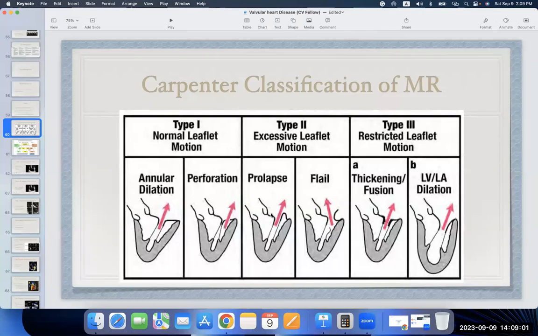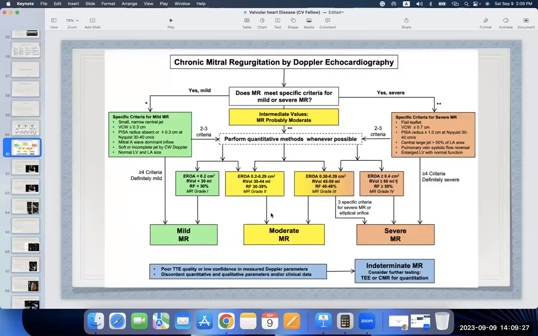And then type 3, which is divided into A and B. Type 3A has thickening and fusion, which is what we see in rheumatic heart disease, with thickening, fusion and restriction of the leaflet itself. But type 3B is usually secondary to non-ischemic cardiomyopathy or cardiomyopathy in general. They will have LV dilatation, and that will cause tethering of the leaflets, and that will lead to mitral regurgitation.